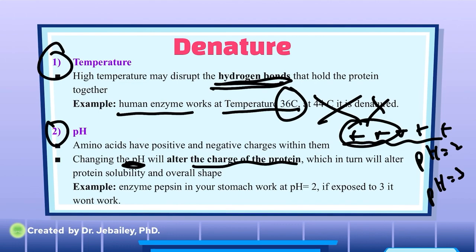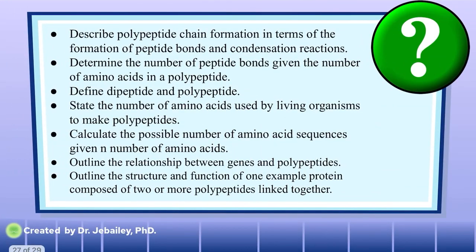That's why even pH is very important to proteins. Proteins are sensitive to pH and temperature. They have to be exactly at the level that they want, otherwise they will denature. And this is pretty much topic 2.4 when it comes to proteins.